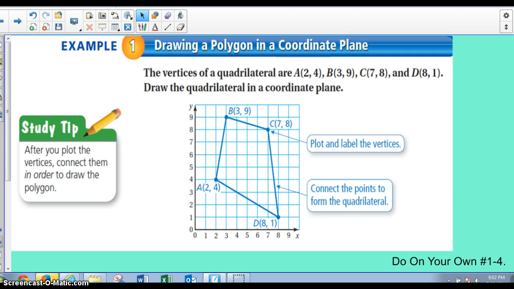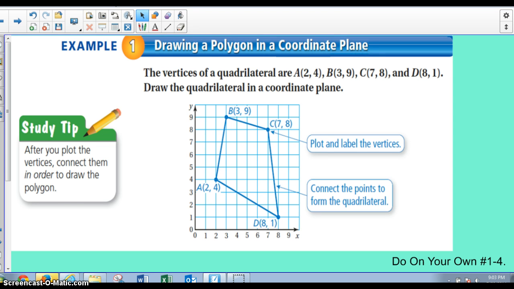Example 1. Let's look at the study tip. After you plot the vertices, connect them in order to draw the polygon. Important. The vertices of a quadrilateral are A (2, 4), B (3, 9), C (7, 8), D (8, 1).